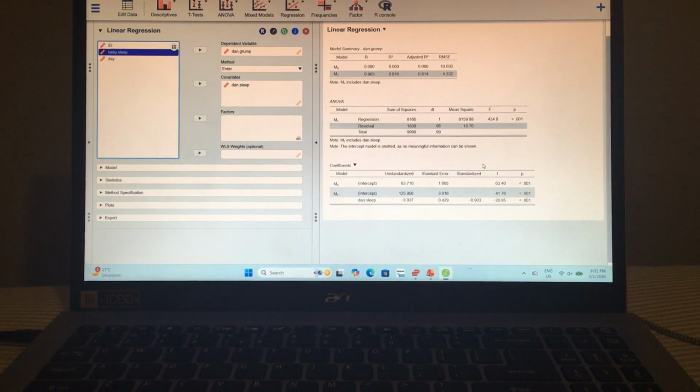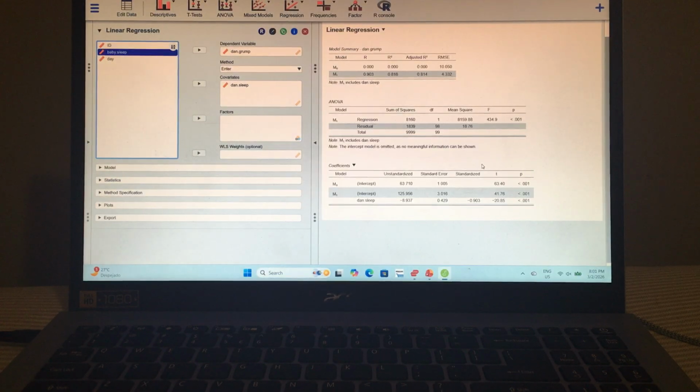So in APA style, we could summarize succinctly by saying F, and then in parentheses 1 comma 98, close parentheses, equals 434.91, comma, p is less than 0.001. So because the p-value is less than the standard 0.05 alpha level, we will reject the null hypothesis, and this regression model is statistically significant. Okay.